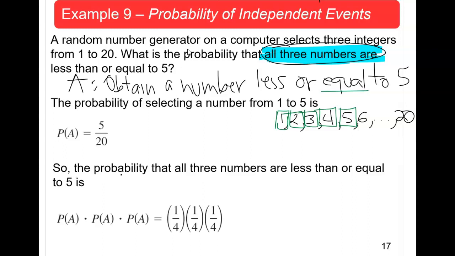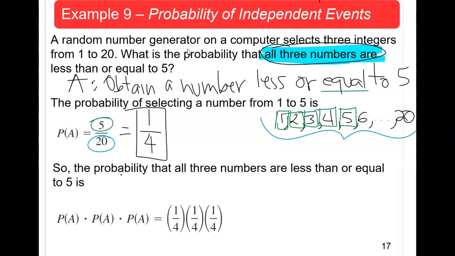So how many out of those? 5. 5 numbers are less than 5 or equal to 5. Out of how many? Remember the number of the sample space, so that's 20. Now, if we simplify this fraction, 5 divided by 5 is a 1, 20 divided by 5 is a 4. So that is the probability of obtaining a number that is less than or equal to 5.